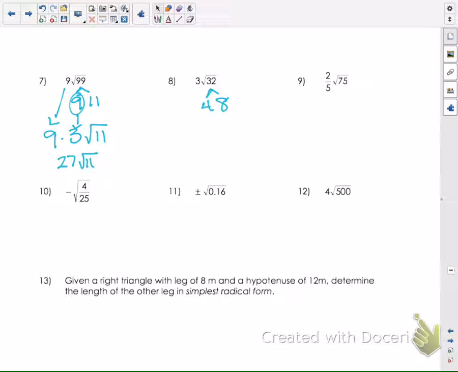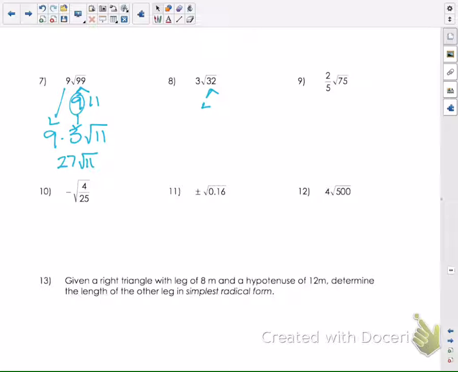It breaks down also into what? 2 and 4. Wait, 8 is not a square root. 8 doesn't have a square root, but a number within 8 does. All right? What happened here? It's not wrong. It's just that there is a larger perfect square that goes into 32.